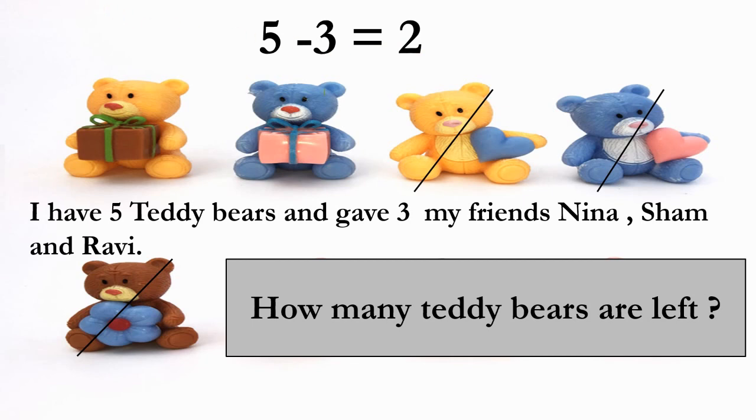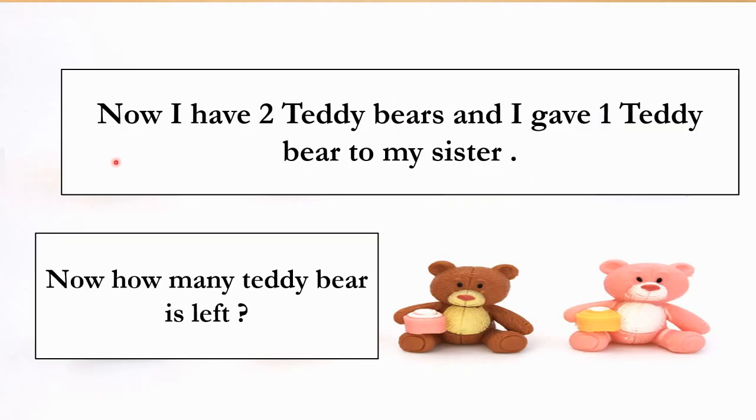Now next example. I have 2 teddy bears and I gave 1 teddy bear to my sister. How many teddy bears are left? Yes, only 1 teddy bear is left. How can we write? 2 minus 1 is equal to 1.